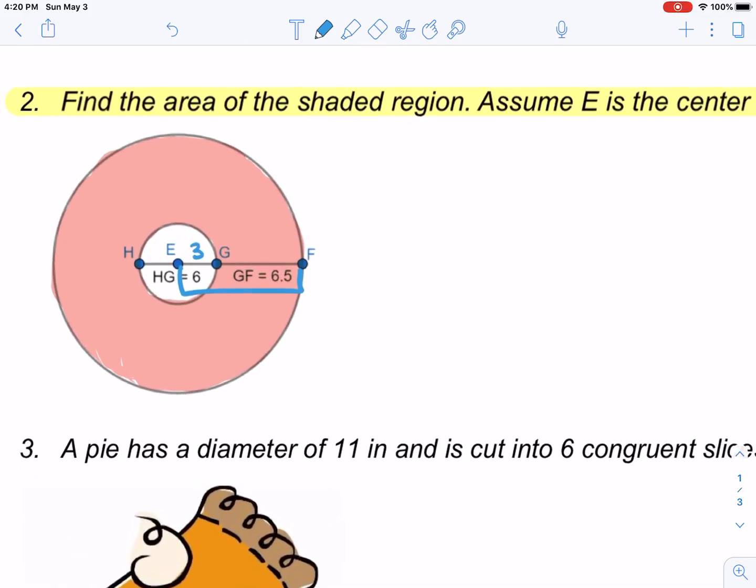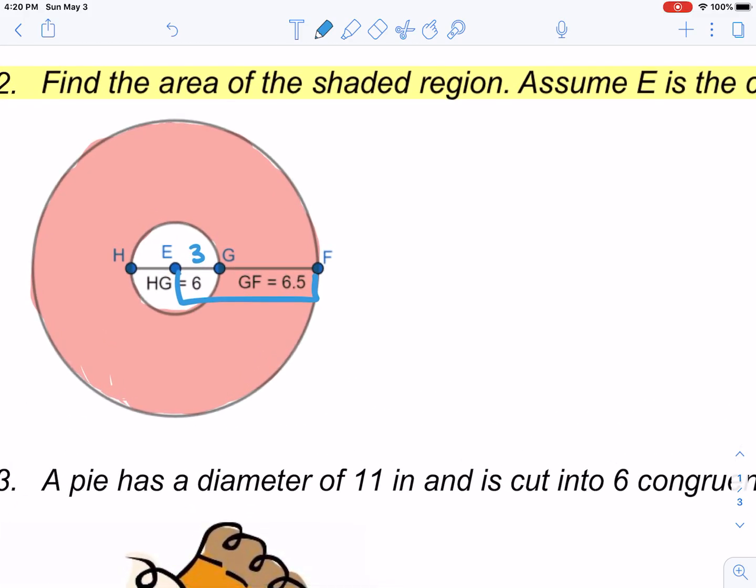I already labeled that EG is 3, because if I know that HG is 6, and we're assuming that E is the center of that small circle, we can assume that EG is a radius, so it would be 3. And we see that GF is 6.5, and then the radius of our huge circle would be EF, and that's going to be 9.5. I'm just adding that 3 and that 6.5 there.